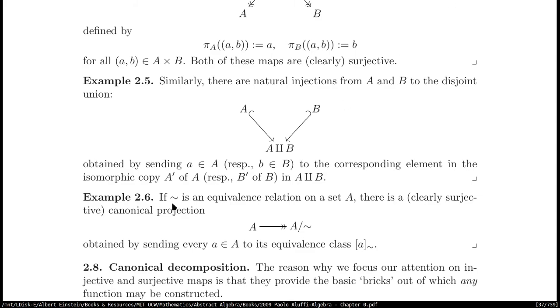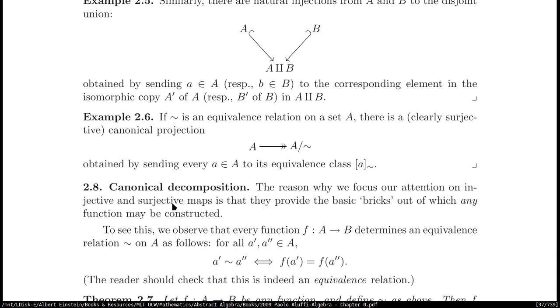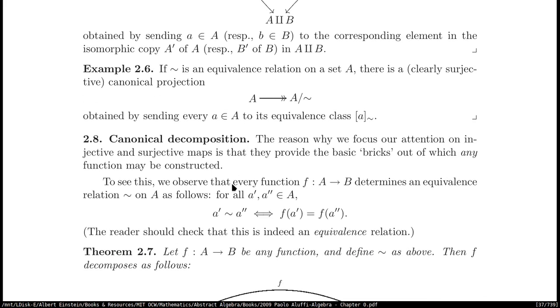But okay, let's see what we have. We have another example. If tilde is an equivalence relation on a set, then you can have a projection from the original set to its quotient set, right? What it does is it takes elements of A and maps them onto the equivalence classes of each of those elements, and that gives you a surjective map, a surjective function.